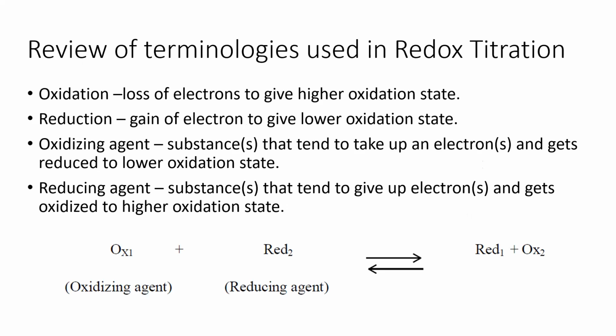And when a substance gets oxidized, it loses an electron or electrons to move to a higher oxidation state, while in reduction, there will be gain of electrons to give lower oxidation states. And an oxidizing agent is that substance that will take up electrons and get reduced to a lower oxidation state, while a reducing agent is that substance that will give up electrons and get oxidized to a higher oxidation state.